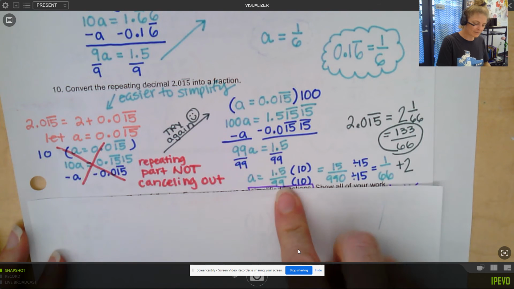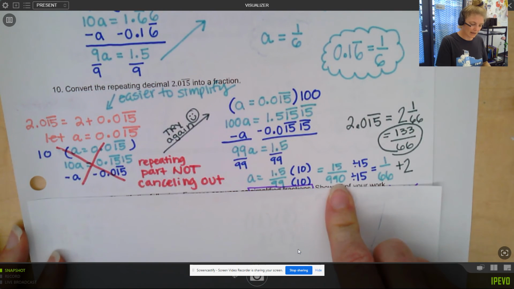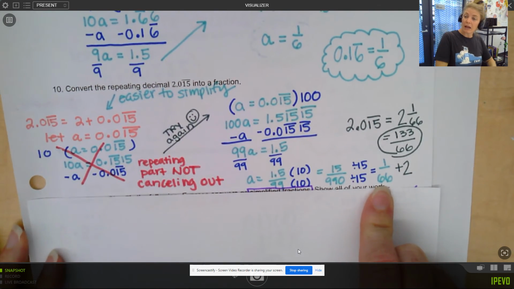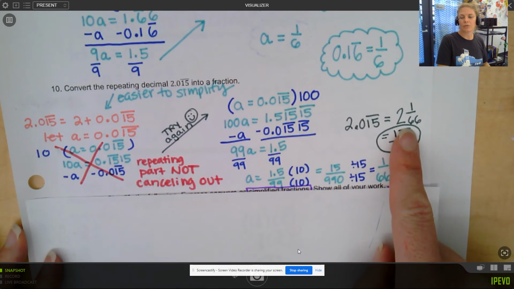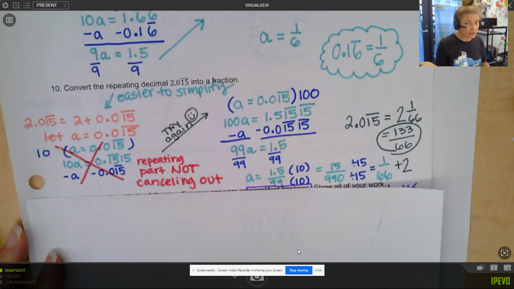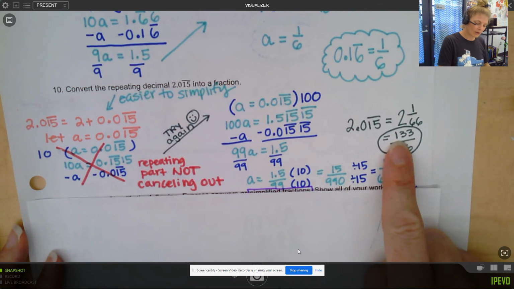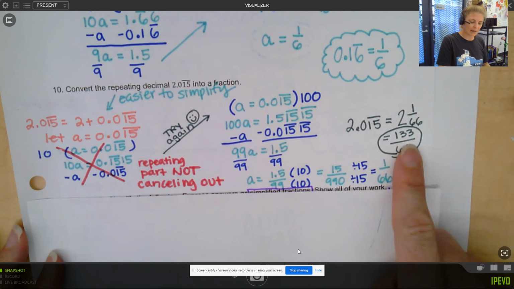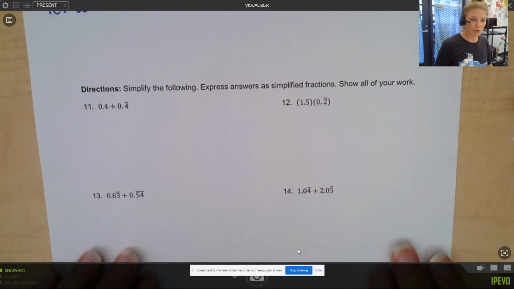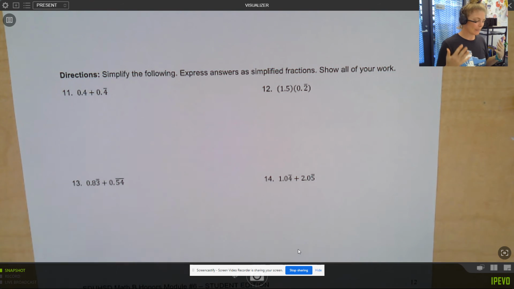I got A is equal to 1.5 over 99, which, oh, you guys, you can't leave decimals in fractions. So I multiplied both sides by 10, got 15 over 990, divided it by 15. So I got 1 over 66. You're like, that's what I got. You forgot to add 2 at the end. So then 2 and 1/66, but since it wants it as a fraction, it didn't say as a mixed number. It said as a fraction. Follow directions. 133 over 66. Multiply 2 times 66, add 1. Yes.